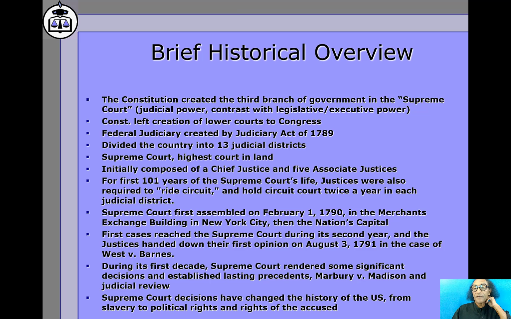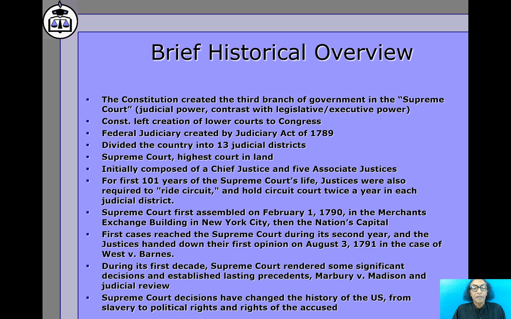Now let's do a brief historical overview so you get a sense of what the Supreme Court is all about. As you will recall from our study of the Constitution, it creates the 3rd branch of government in the Supreme Court. In other words, by creating the Supreme Court, the Constitution created and vested that judicial power, the power to adjudicate cases, to interpret the Constitution and apply it, to interpret the laws of Congress. So that's the function of the 3rd branch of government, the judicial branch.